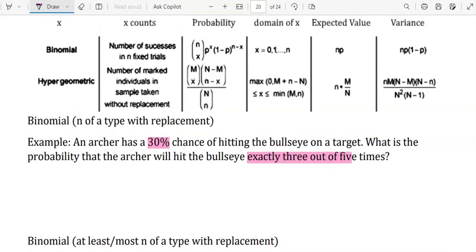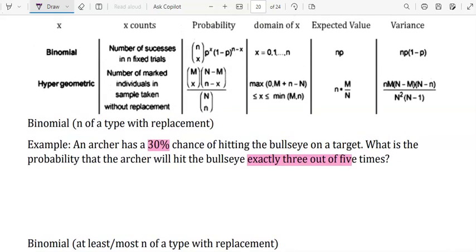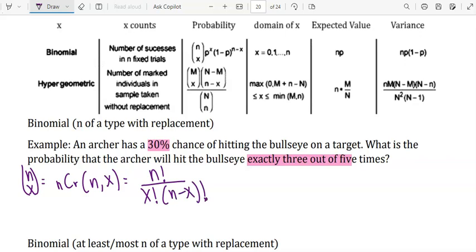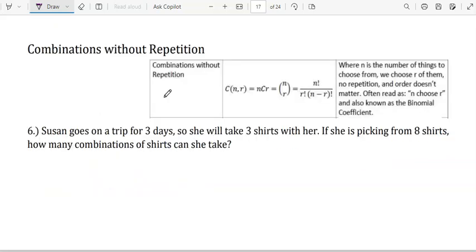For this example, we're going to use the binomial formula. We have n choose x, p to the x power times 1 minus p to the n minus x power. So n choose x is the same thing as nCr of n comma x. This is what you would put into Desmos. And also this is what you would put with factorials. N factorial over x factorial n minus x factorial. If you refer back to the previous booklet, it's combinations without repetition.